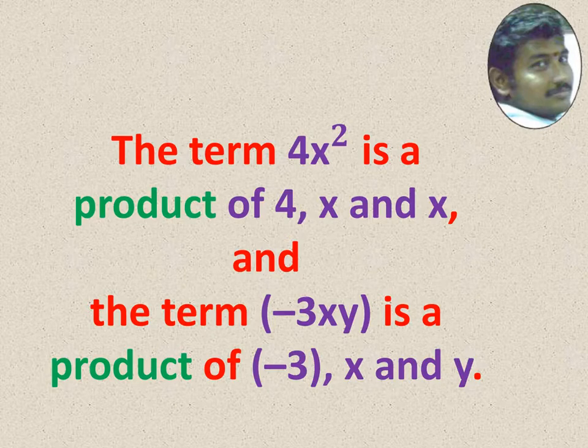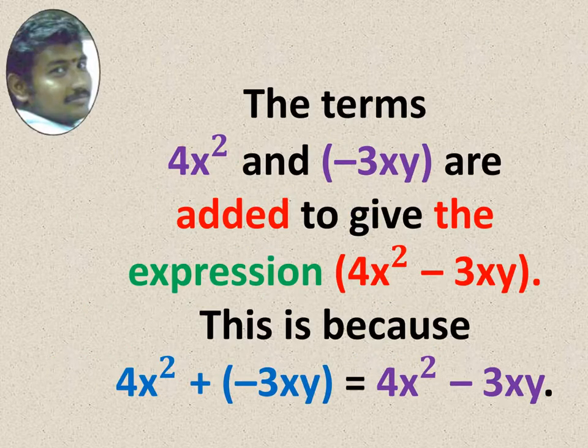The term 4x square is a product of 4x and x, and the term minus 3xy is a product of minus 3x and y. These are factors. 4x and x are factors. The terms 4x square and minus 3xy are added to give the expression 4x square minus 3xy. This is because 4x square plus minus 3xy is equal to 4x square minus 3xy.